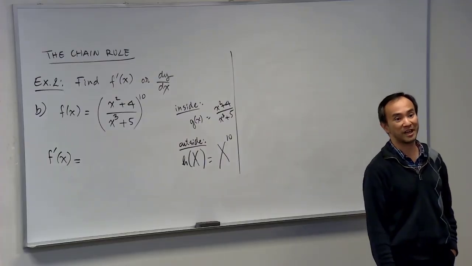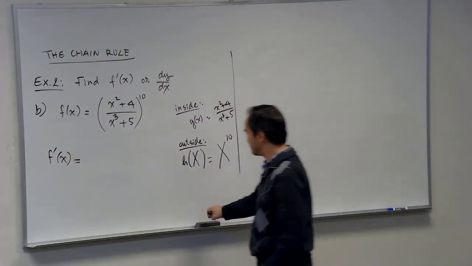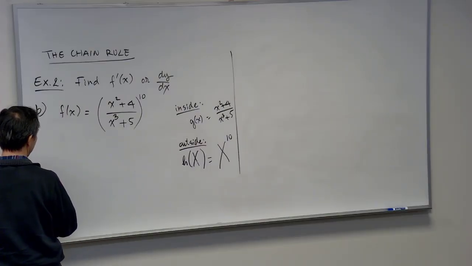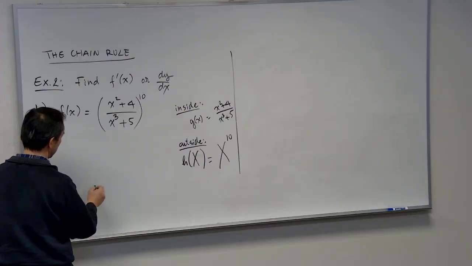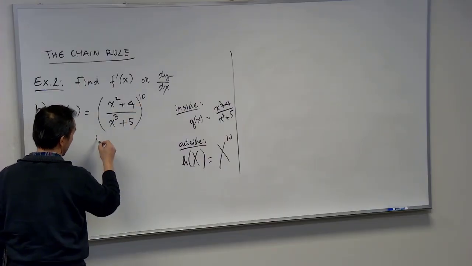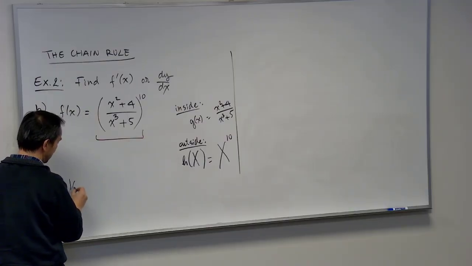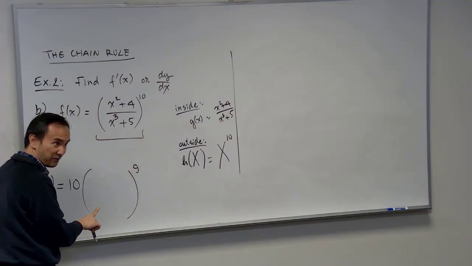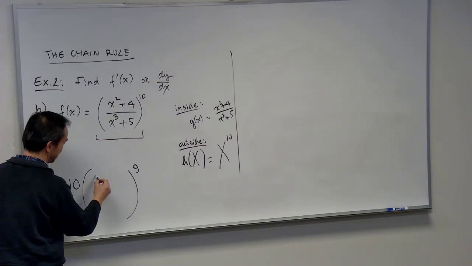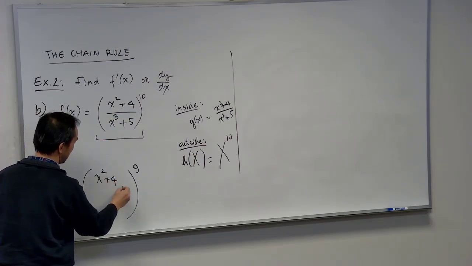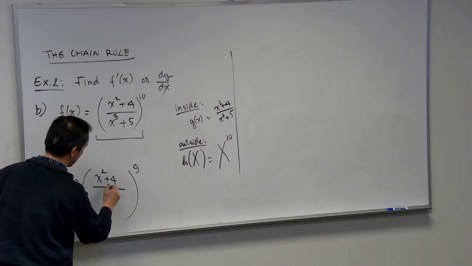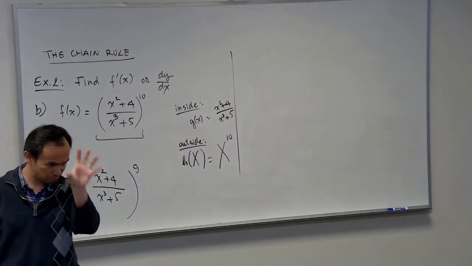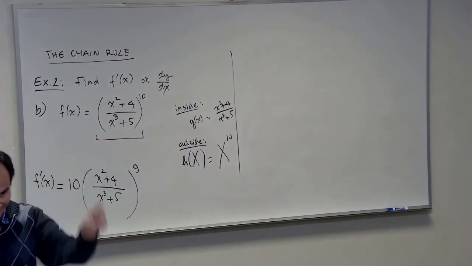Do you follow that? After that note, f prime of x, according to the chain rule, is the derivative of the outside function, which is 10 to the 9th power, and the whole big thing inside remains exactly the same. So we keep the whole quotient, x squared plus 4 over x cubed plus 5. That's the power rule applied on top of the outer function.